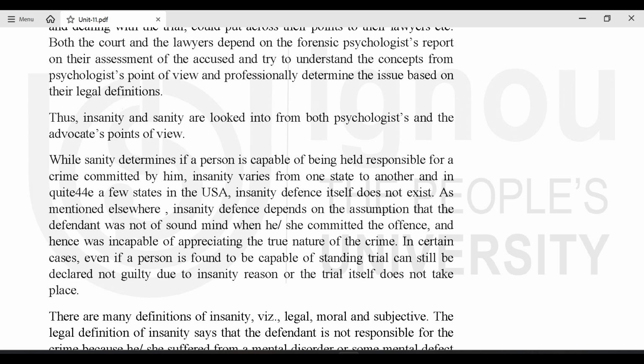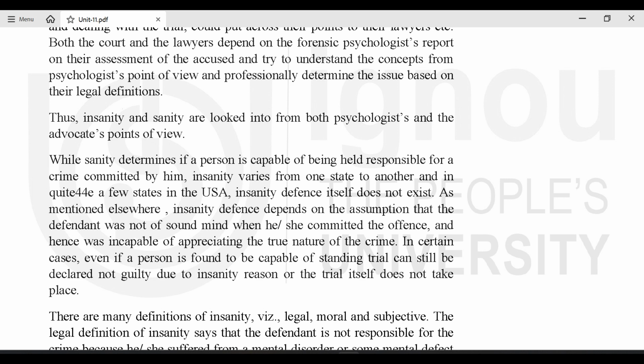insanity varies from one state to another, and in quite a few states in the USA, the insanity defense itself does not exist. As mentioned elsewhere, the insanity defense depends on the assumption that the defendant was not of sound mind when he/she committed the offense, and hence was incapable of appreciating the true nature of the crime. In certain cases, even if a person is found to be capable of standing trial, he can still be declared not guilty due to insanity, or the trial itself does not take place.